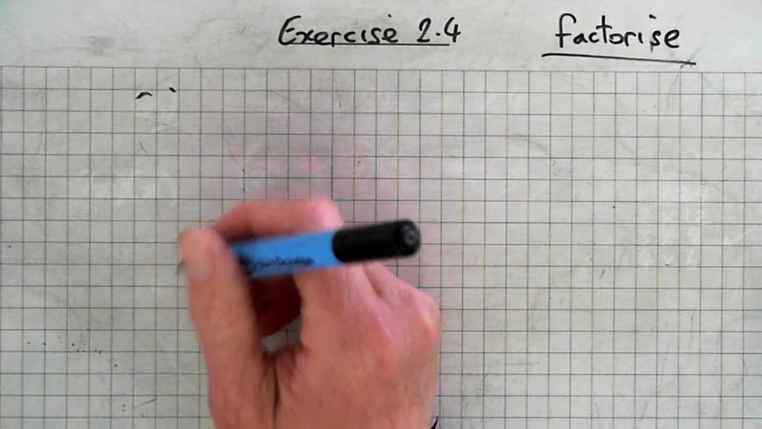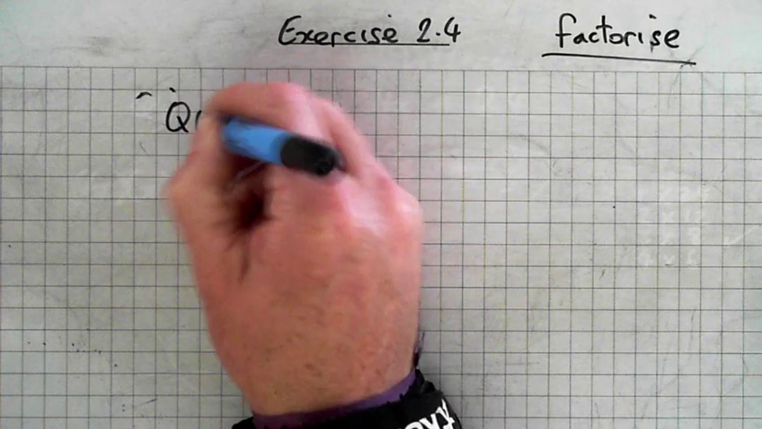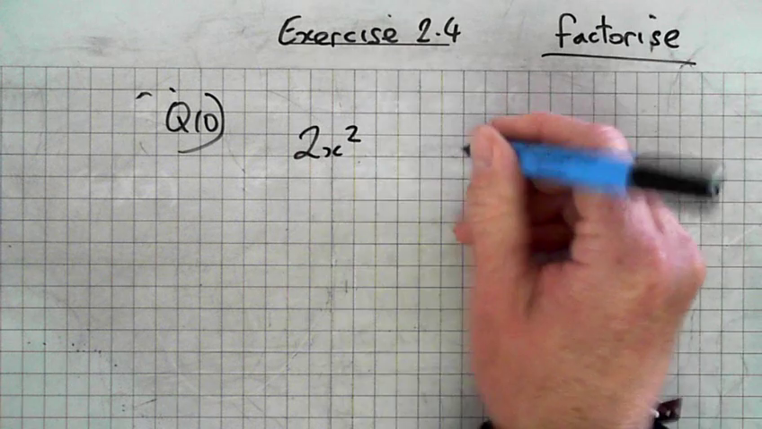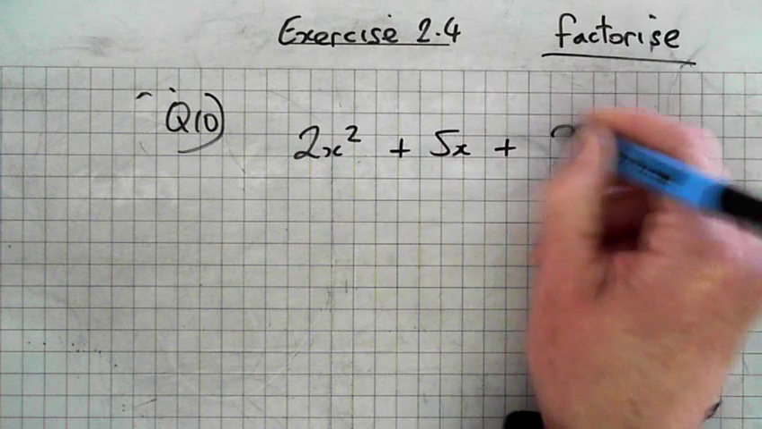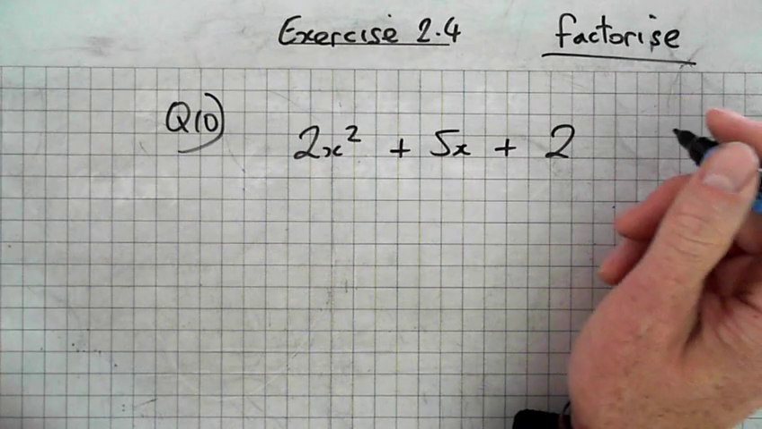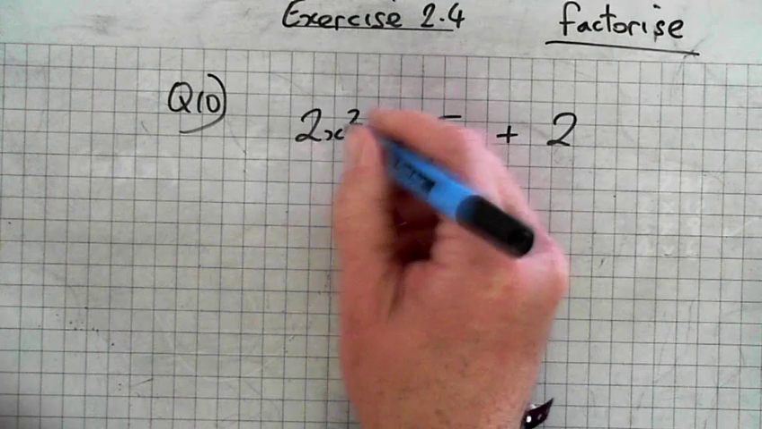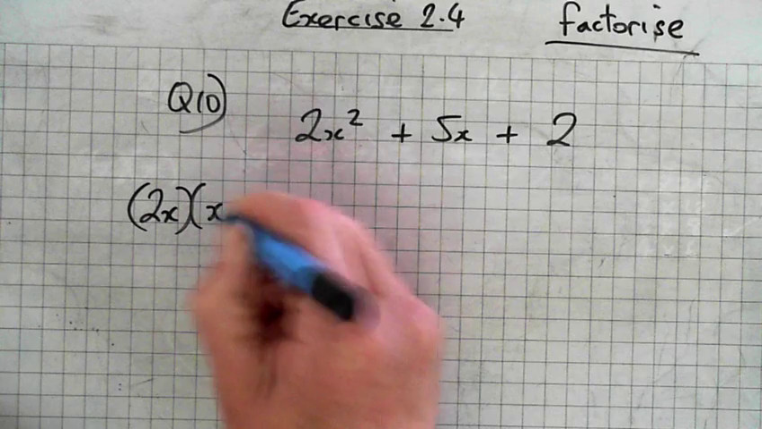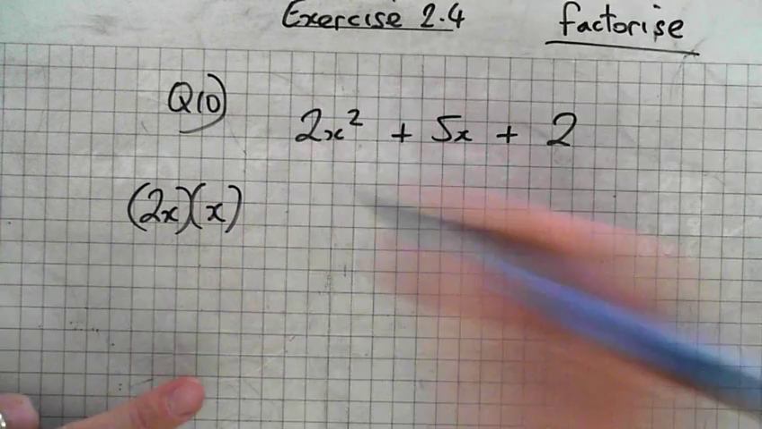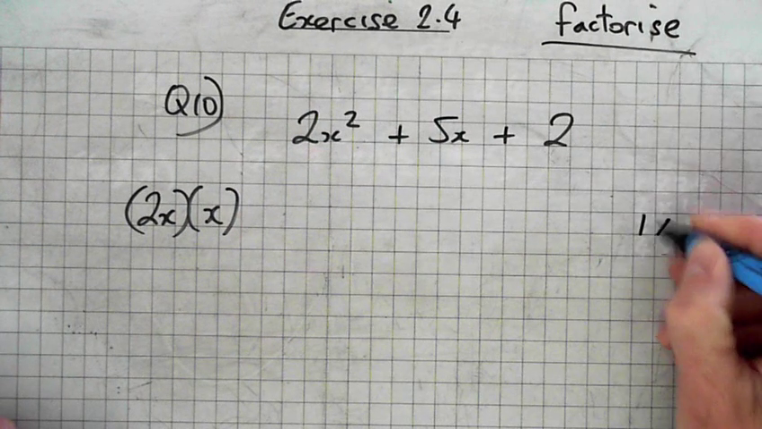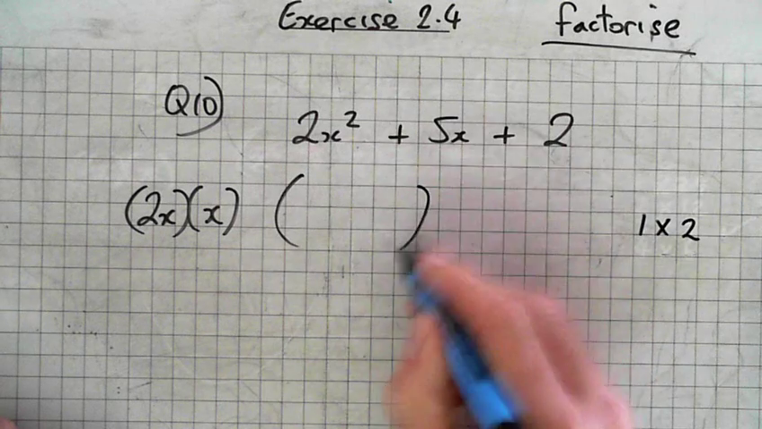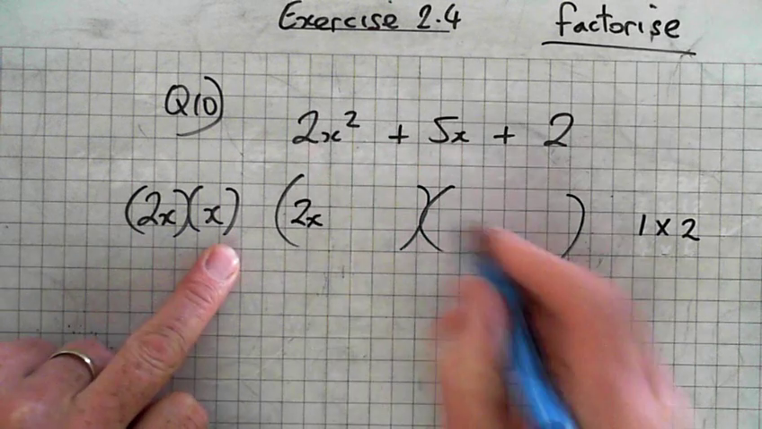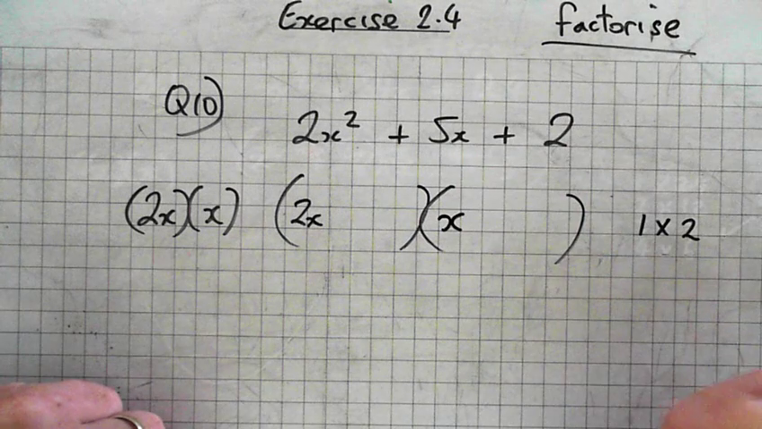Now, let's switch on to question 10. Now this time we have 2x squared plus 5x plus 2. Pay close attention to this one. Look up. What's the factors of 2x squared? 2x times x, isn't it? It's 2x squared. The factors of 2 are just 1 by 2. Now the 2x goes here. The x goes here.